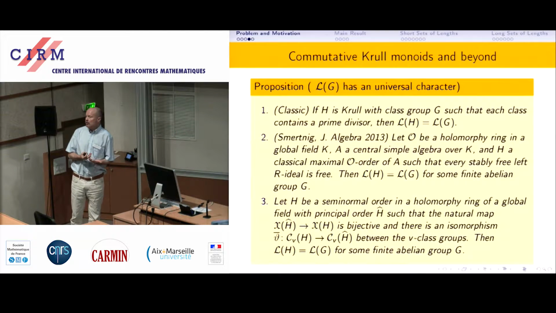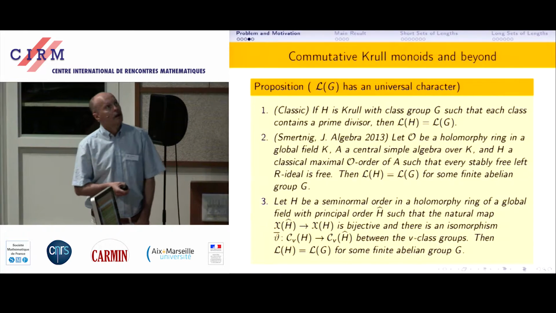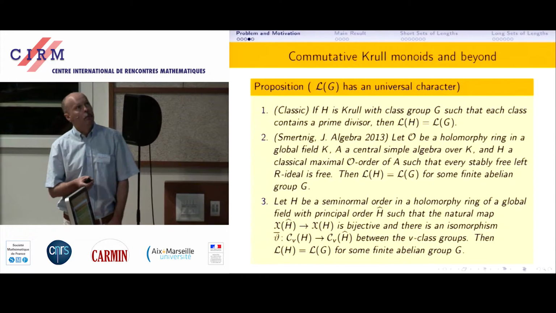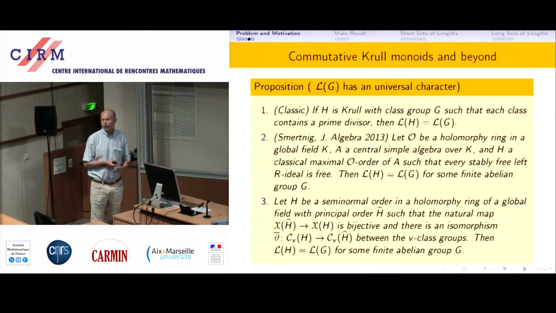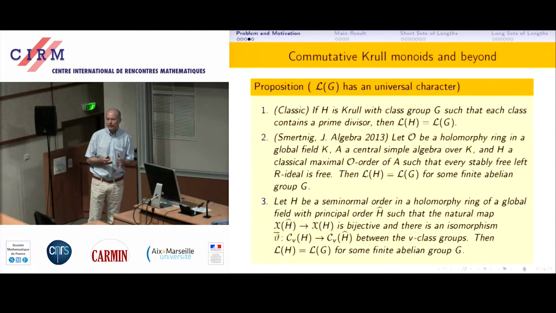So L(B(G)) has a really strong universal character. What I showed you here does not only work for rings of integers, it works much more generally for commutative Krull monoids. Commutative Krull monoids include all Krull domains. They include all integrally closed Noetherian domains. And this runs more or less for free.